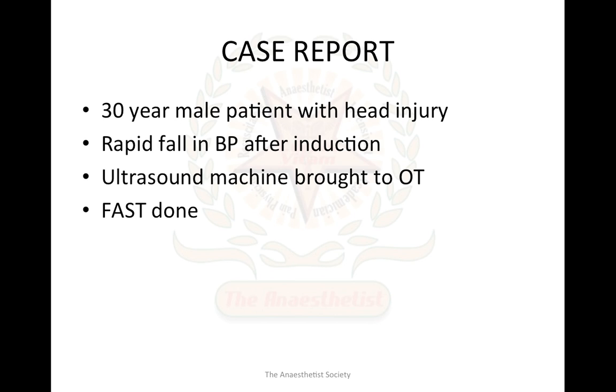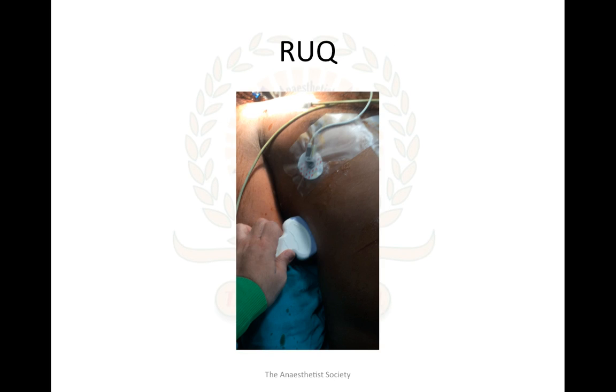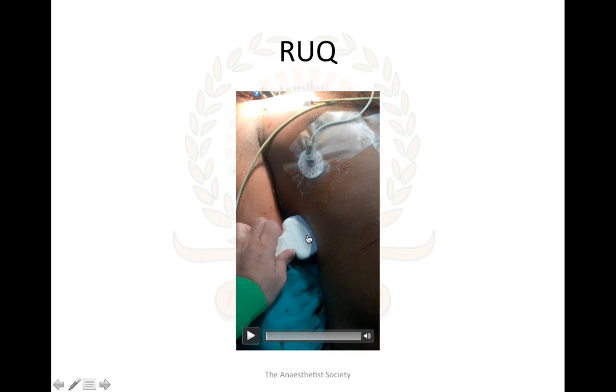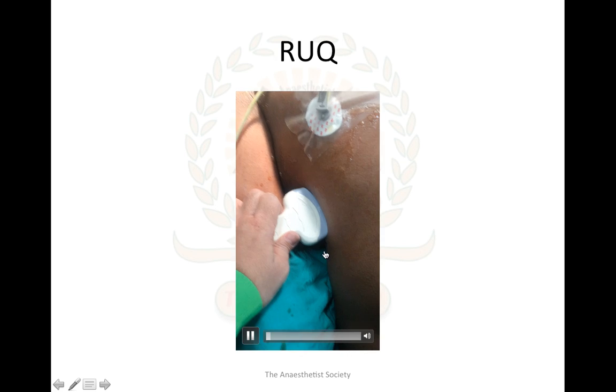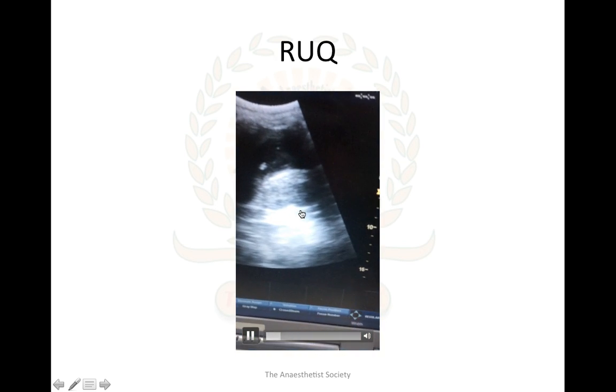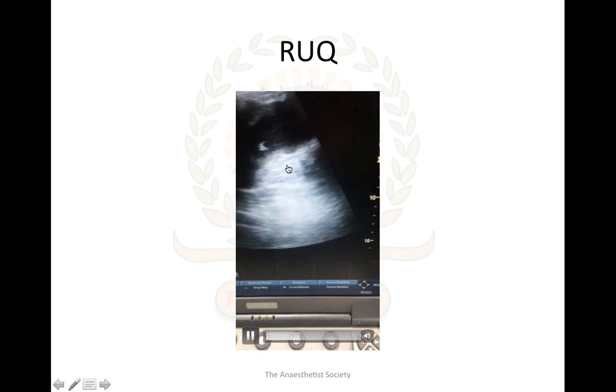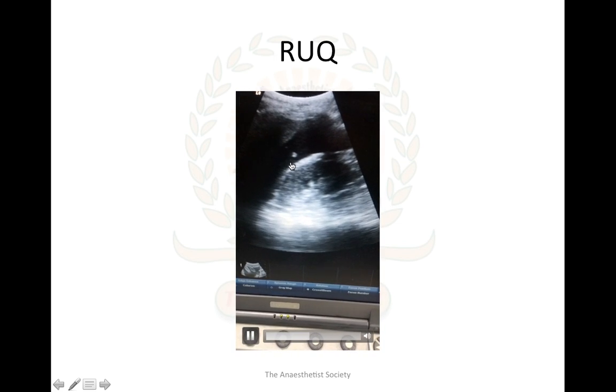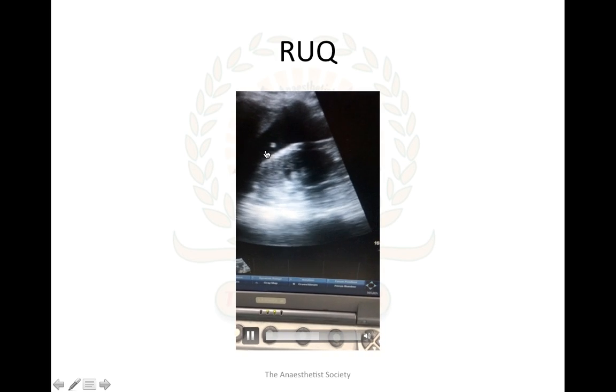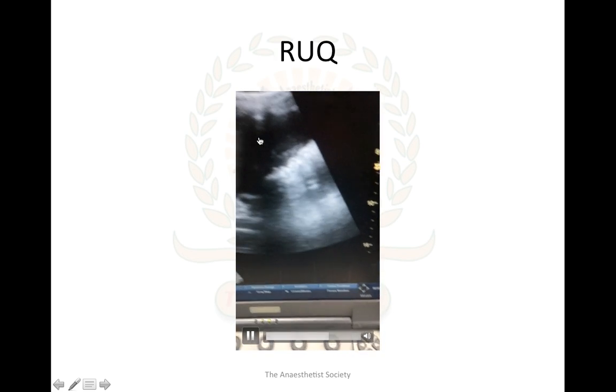We asked the technician to bring the ultrasound machine to OT, and we did the FAST. And what we found is this. First we looked in the right upper quadrant. I have placed the probe in the anterior subclavicular line, and now I have started the scanning. Here you will see this is the liver, and this is the kidney, and you will find blood here. This is a large amount of blood inside Morrison's pouch. So this is positive FAST.